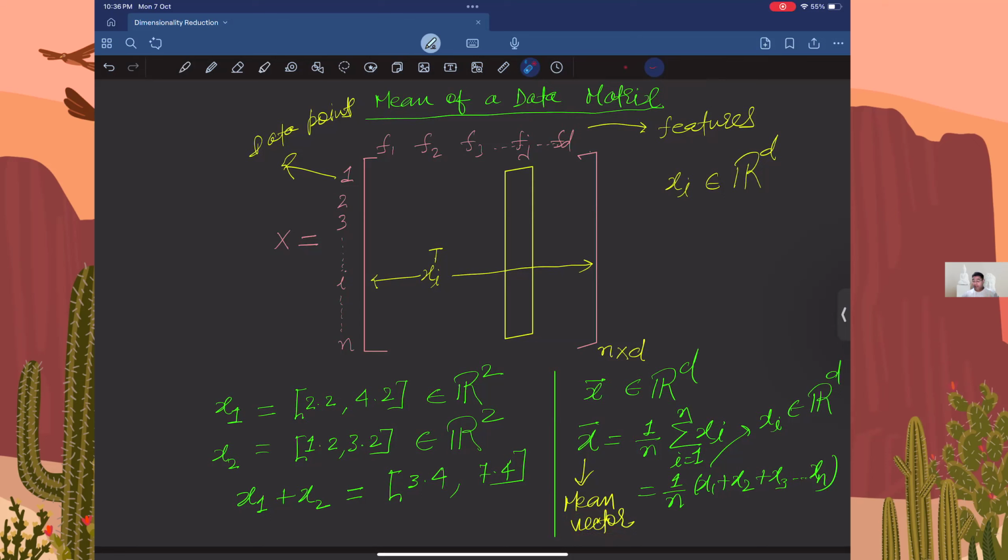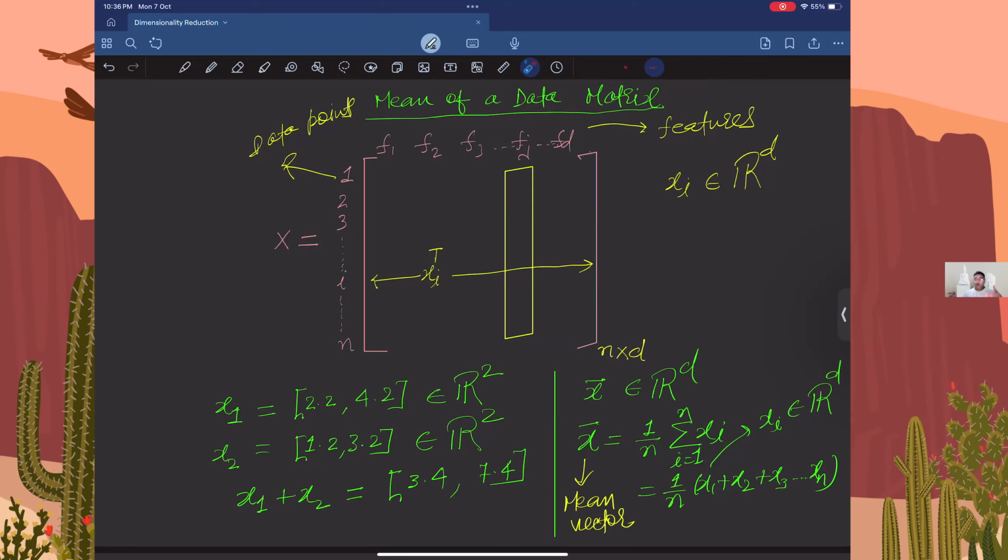Again, each of my xi, I can say belongs to R^d. Fine. And these are not scalars. These are vectors. So just like we calculate the mean for scalar quantities, the scalar mean, I can also define a vector mean. The only thing is that while calculating the vector mean, you have to do the component-wise sum.